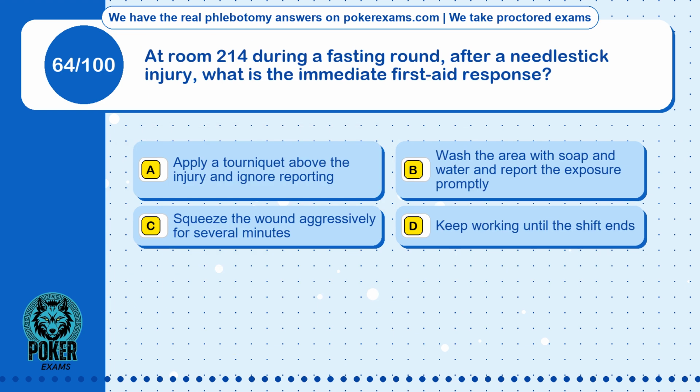Question 64. At room 214 during a fasting round, after a needle stick injury, what is the immediate first aid response? Option A, apply a tourniquet above the injury and ignore reporting. Option B, wash the area with soap and water and report the exposure promptly. Option C, squeeze the wound aggressively for several minutes. Option D, keep working until the shift ends.